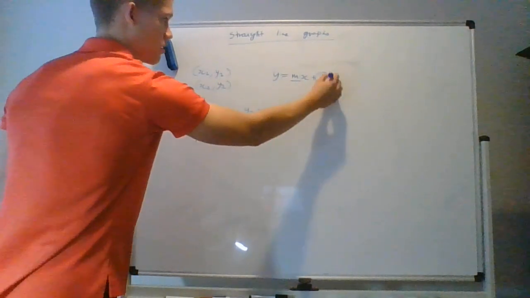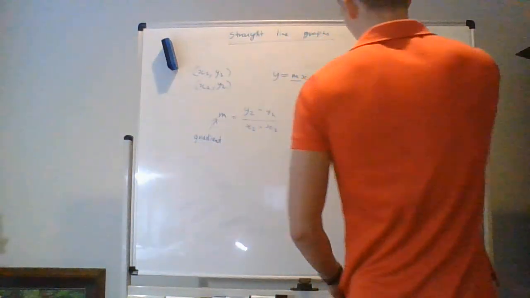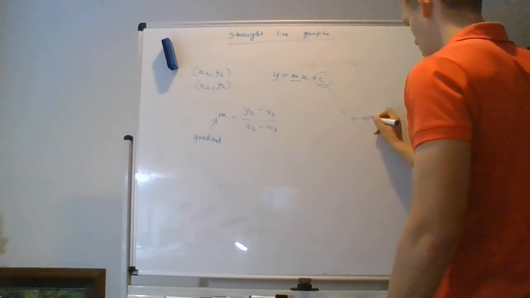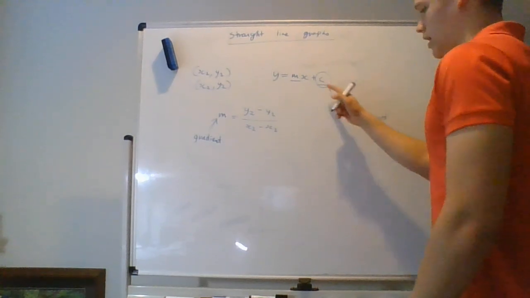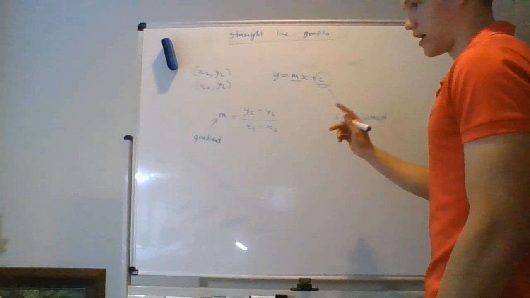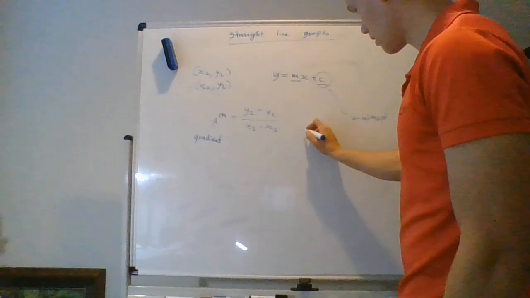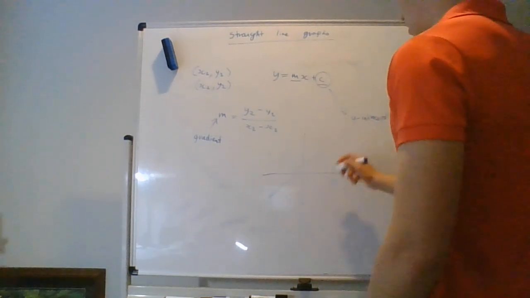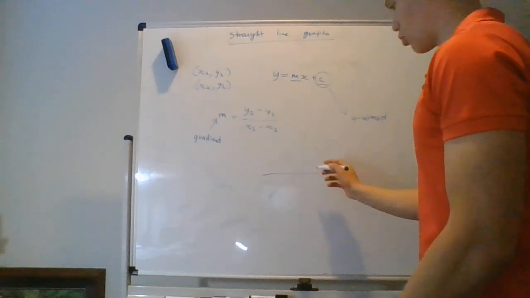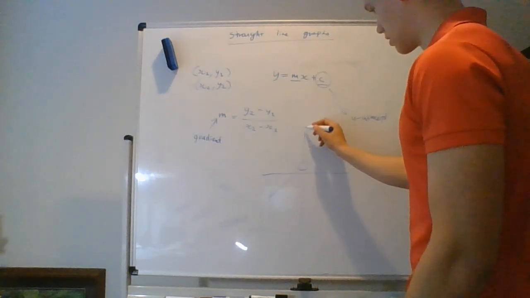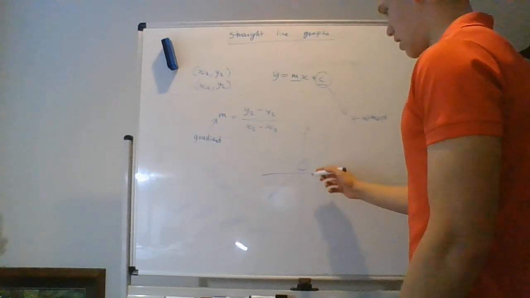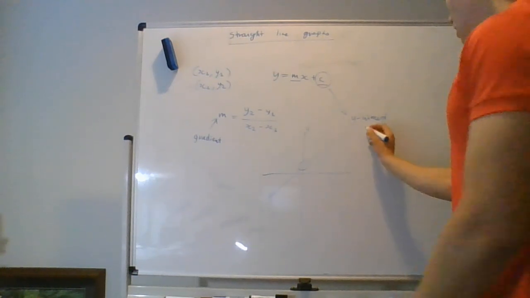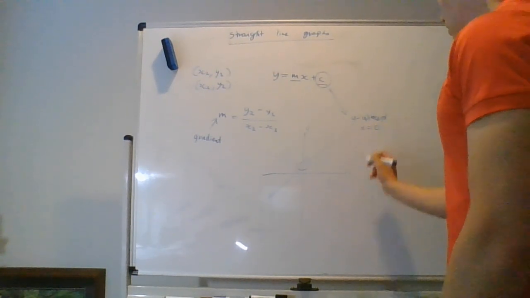The c value is a thing called the y-intercept. The y-intercept is the value on the graph when x equals 0. So let's say we look at this graph. We don't know what the gradient is, but the y-intercept is where it crosses the y-axis. And at the y-axis, x will always equal 0.